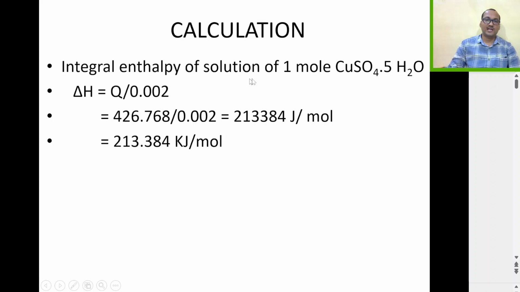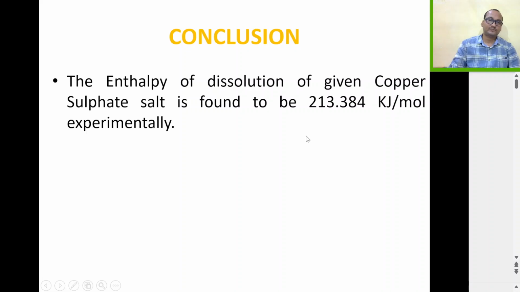So integral enthalpy of solution for 1 mole of copper sulfate 5 water is delta H equal to Q by 0.002, that is the mole. So that is found to be 213384 joule per mole, that is 213.384 kilojoule per mole for 25 ml of water.